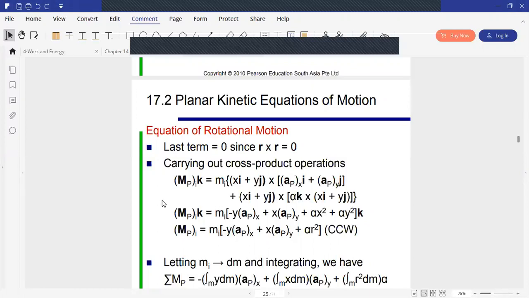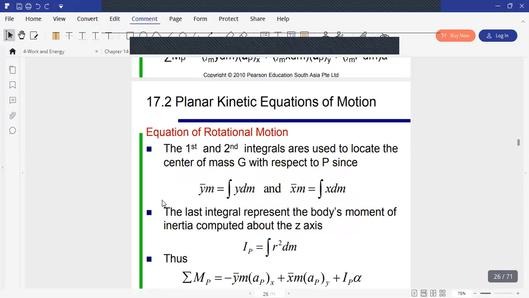So if I replace in my equation, I will get the following relation. As we said, the sum of moments about P equals minus y bar m a_Px plus x bar m a_Py plus I_P alpha. So this is a general rule to find the sum of moments of forces acting on a rigid body about any point P on the body.